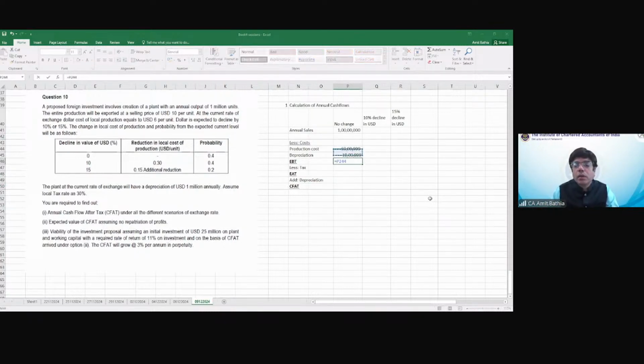So earnings before tax will be how much? Sales minus the two costs. So I get EBT. Tax is at the rate of what percentage? Local tax rate is 30%. So 30 lakhs into 0.3, so my earnings after tax is 21 lakhs. Add depreciation back, that is 10 lakhs. So CFAT will be 21 plus 10, 31 lakhs.